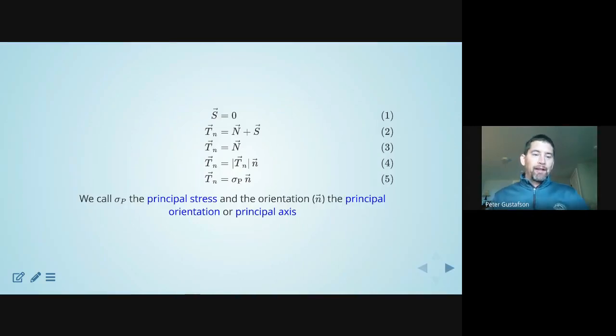So this magnitude, sigma p, we're going to call it the principal stress. Now the orientation of that principal stress, which we'll now call n, we're going to say is a principal orientation, or also called principal axis. So it's important to recognize we have not only a principal stress magnitude, but also a direction. Both are equally important to be able to identify.